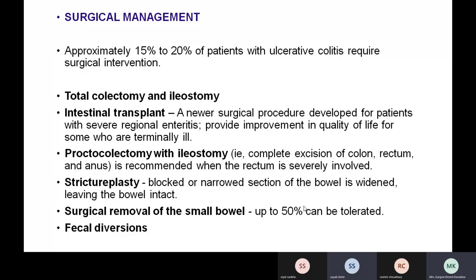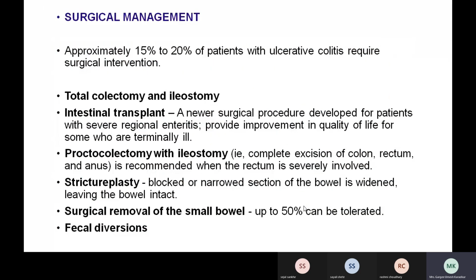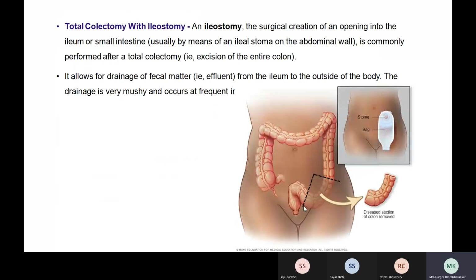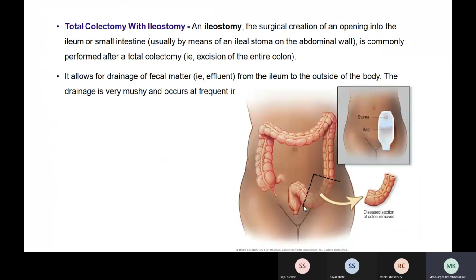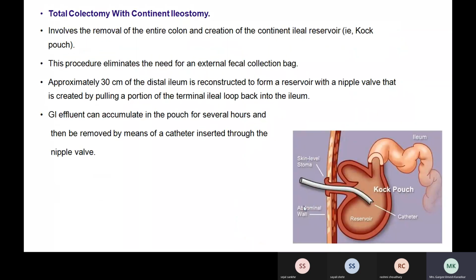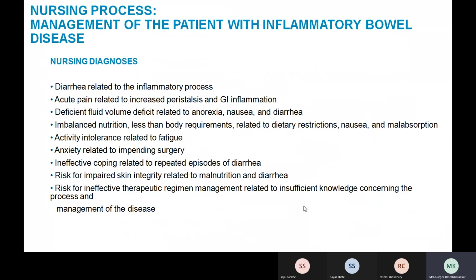Yes, ma'am. Okay, so what surgeries? Just to take a quick look: total colectomy with ileostomy, intestinal transplant. Sorry, proctocolectomy with ileostomy, strictureplasty, surgical removal of the small bowel, fecal diversions. Then colectomy can be with permanent ileostomy, or it can be a continent ileostomy, or it can be done with the ileoanal anastomosis.